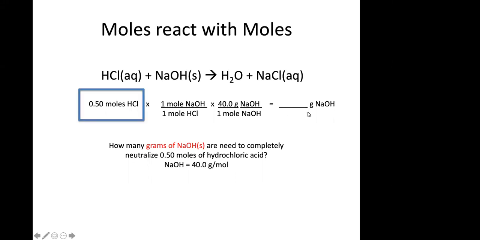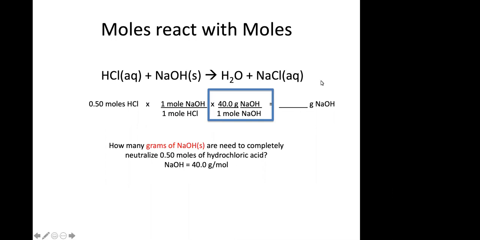So in this case, I'm starting out with half a mole of the HCl. I'm using the coefficients and it's 1-to-1. I'm using the molar mass, and that would lead me to how many grams I would end up needing.